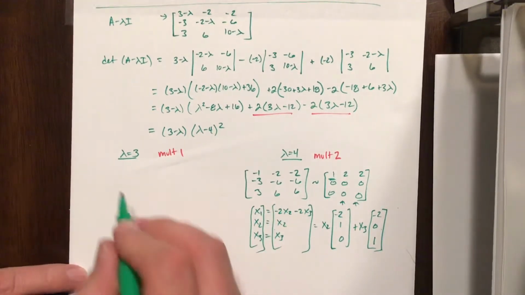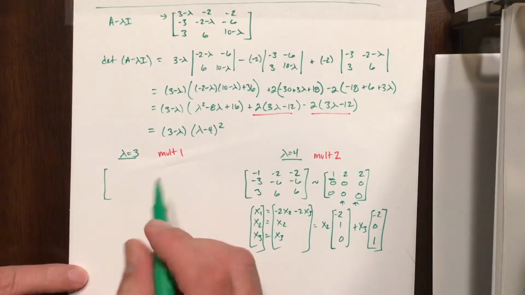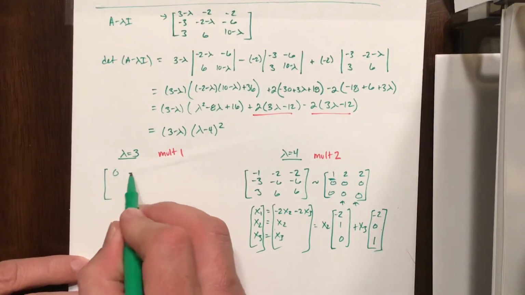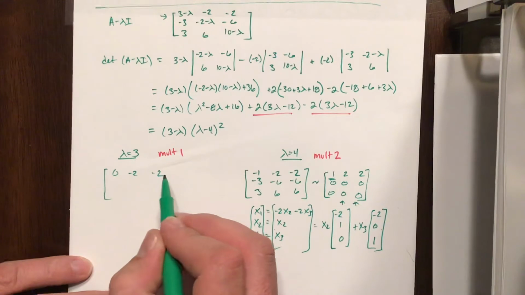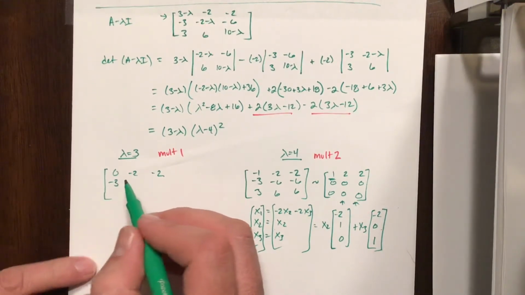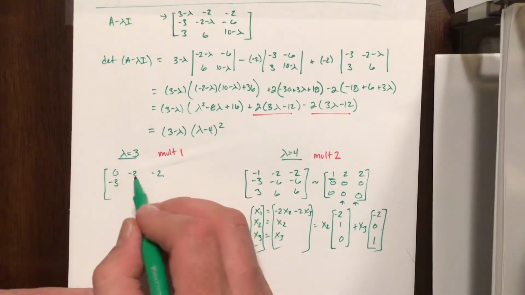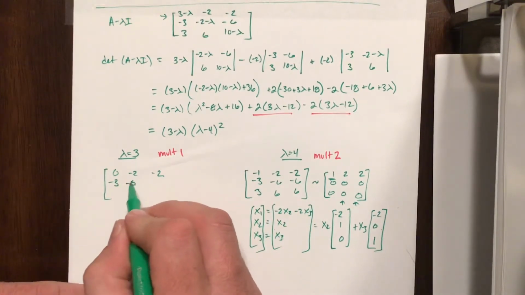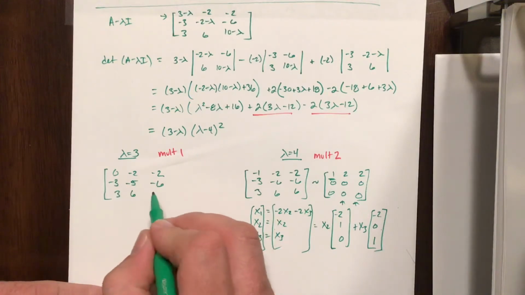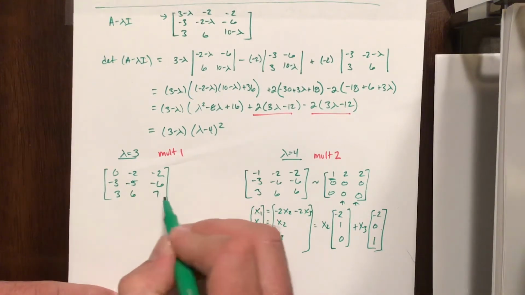For lambda equals 3, what do we get? 3 minus 3, that's 0. Minus 2, minus 2. Minus 3. Minus 2 minus 3, that's minus 5. Minus 6, 3, 6. 10 minus 3 is 7. All right.